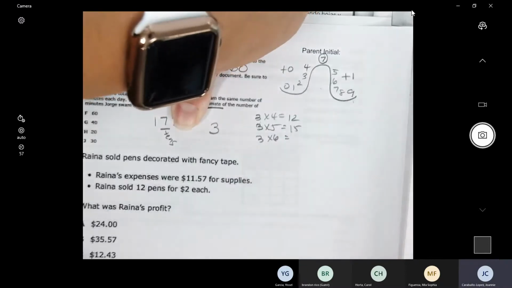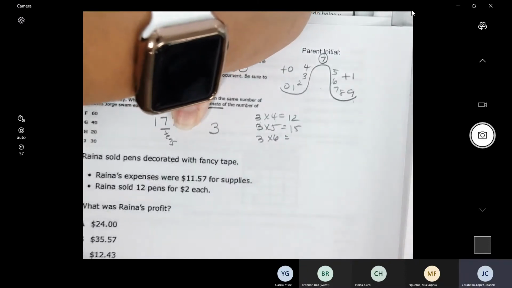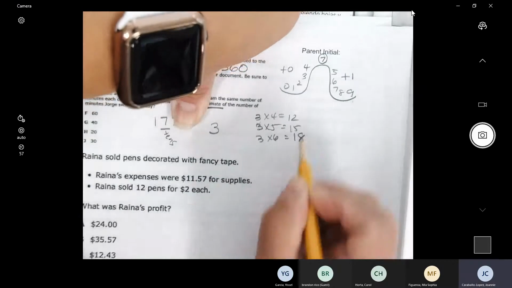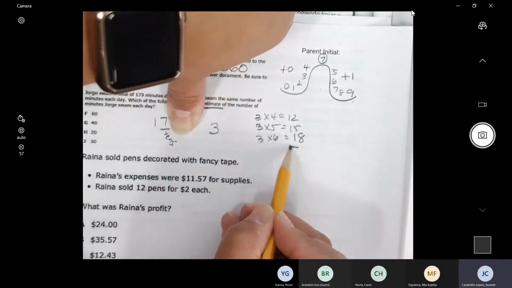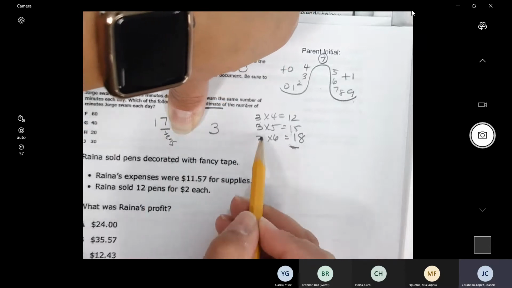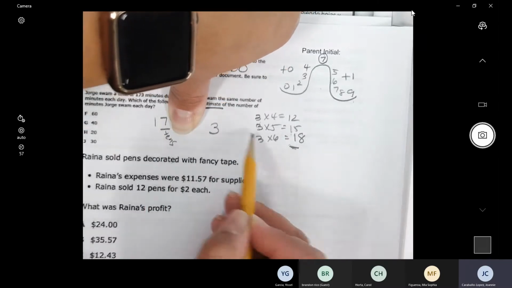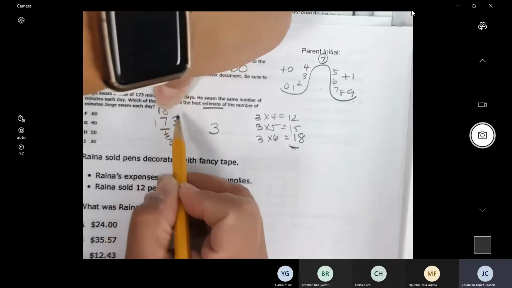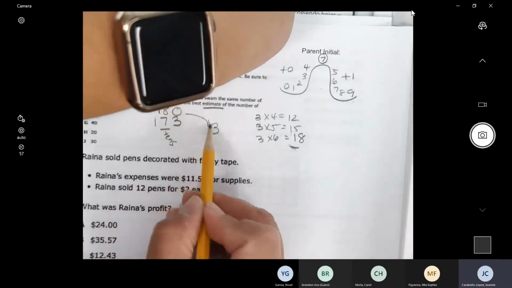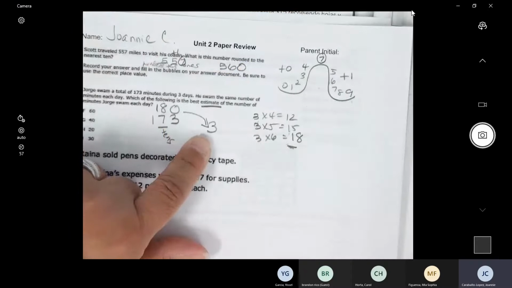17? 16? 18. So what would be my best estimate? Definitely it would be 18, because I want to find a friendly number to 3, and the friendly number to 3 would be 18. So if I change that to 18, and then this would become a 0. Now I can divide 180 by 3.